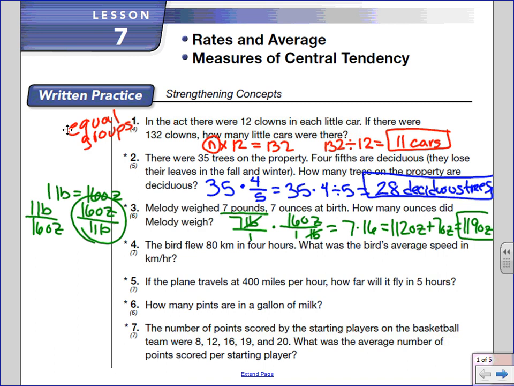The bird flew 80 kilometers in 4 hours. What was the bird's average speed in kilometers per hour? This right here, kilometers per hour, kind of tells you what you need to do with the 2 numbers. Because if I have kilometers over hours, that's what it looks like in the symbol. So that means I have to take the number they gave me for kilometers, 80, the number they gave me for hours, 4, and divide them. 80 divided by 4 is 20 kilometers per hour.